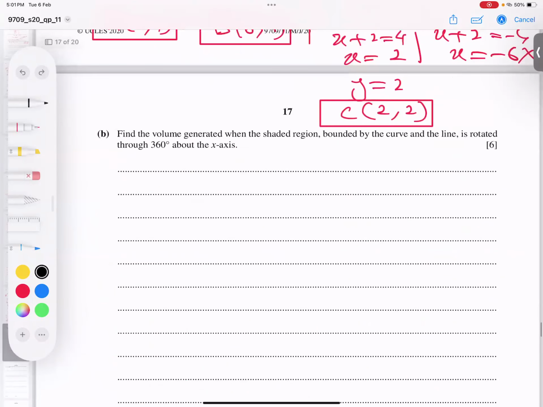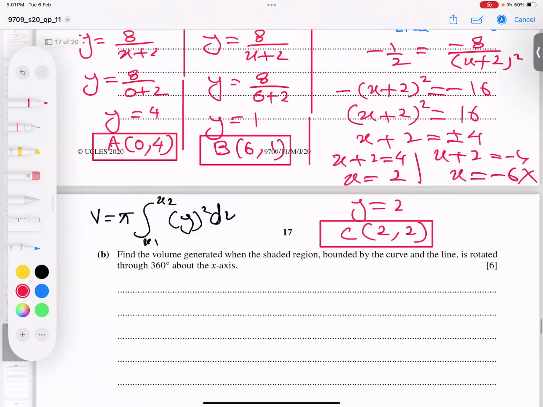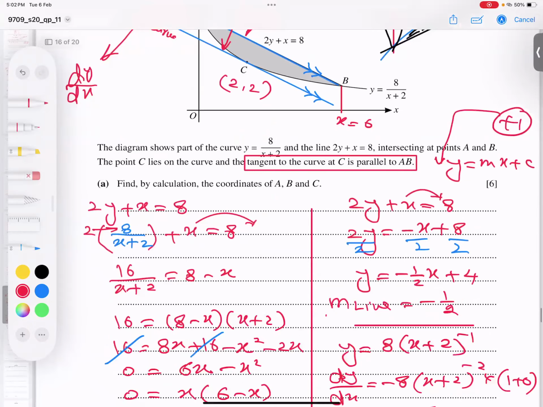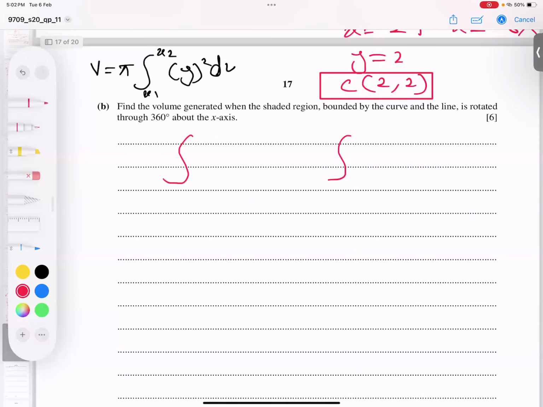Let's start that one. So the basic formula of the volume part is what? Pi, integral from x1 to x2, of y squared dx. This is the basic formula. But the problem is here we have two things. Above is a line and below is a curve. Repeat, line above, curve below. And line squared and curve squared. You can see the squares.